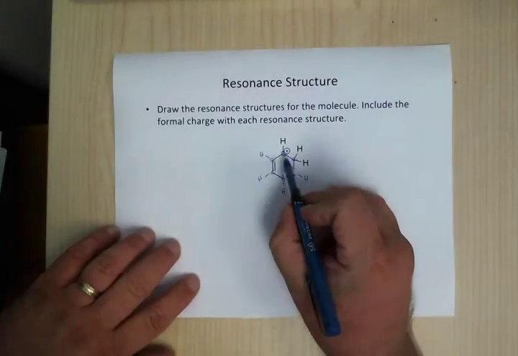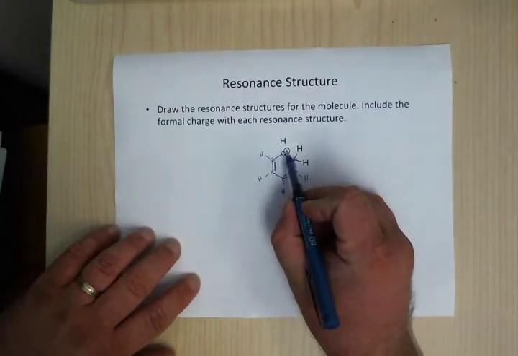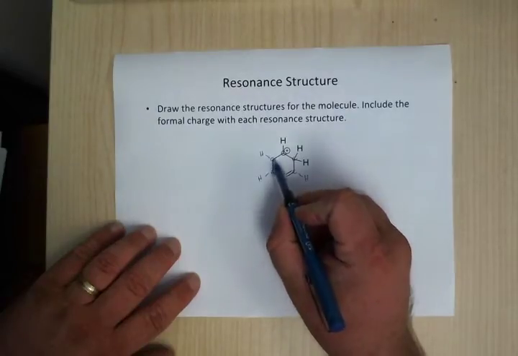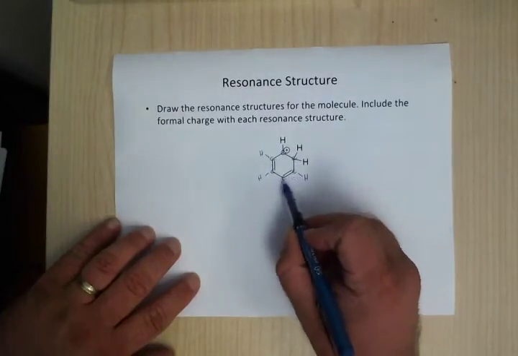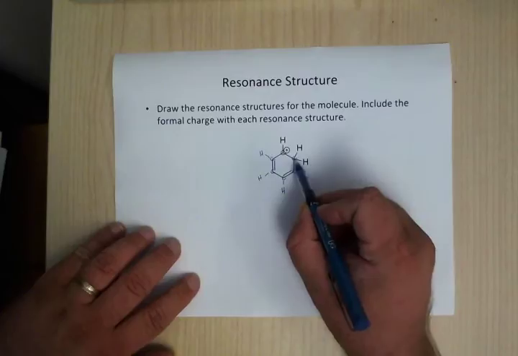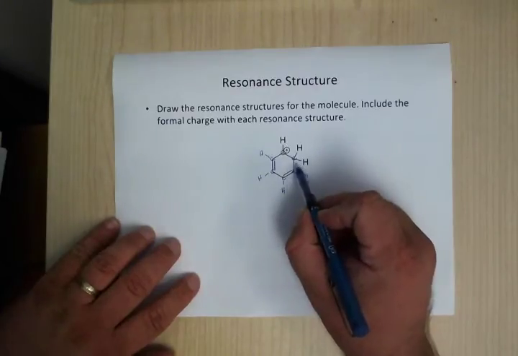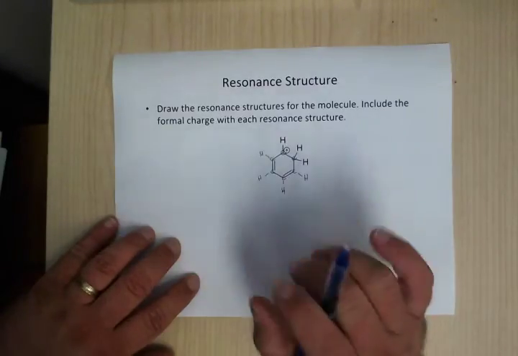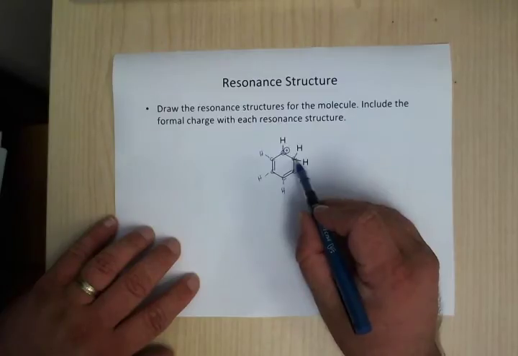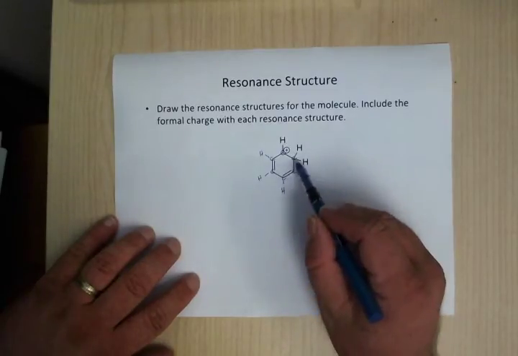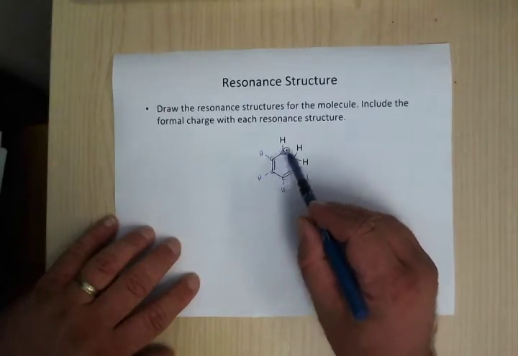So this carbon here is eligible because it has a charge. These two carbons are part of a double bond, so are these two. But this carbon here is not. It only has single bonds. It doesn't have a lone pair. It doesn't have a charge. So it's not eligible to be part of it. It's just these 5 carbons here.